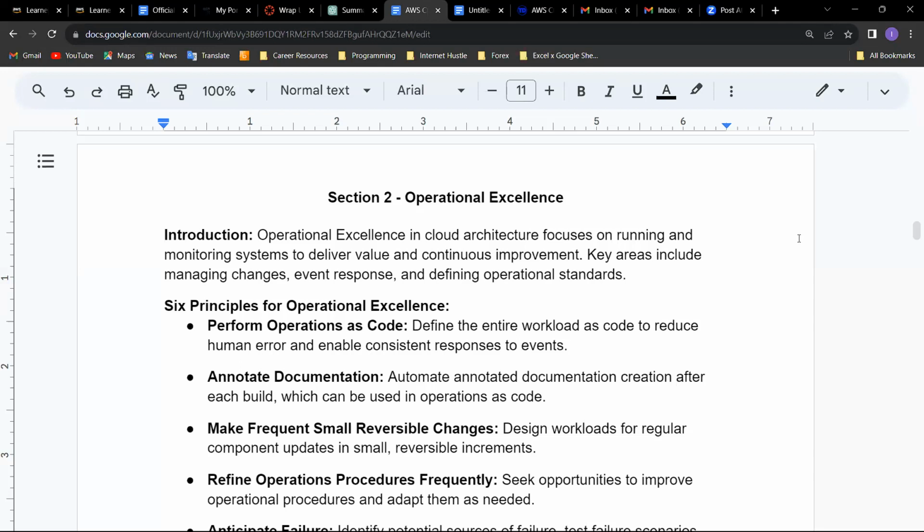So the key areas in operational excellence include managing changes, event response, and defining operational standards. When you look at event response, it's like, okay, when this happens, what should happen? When this happens, what should happen?